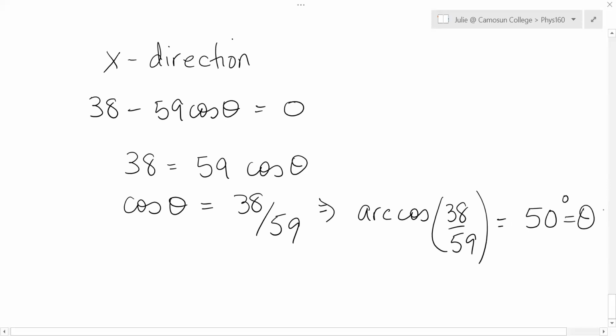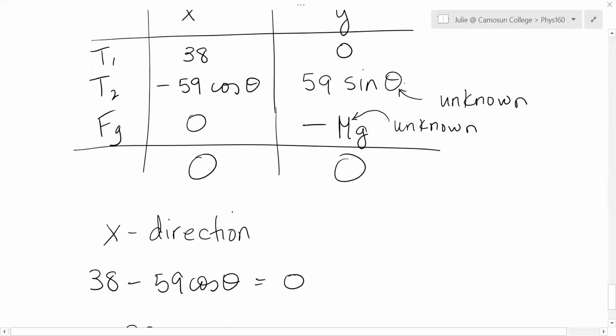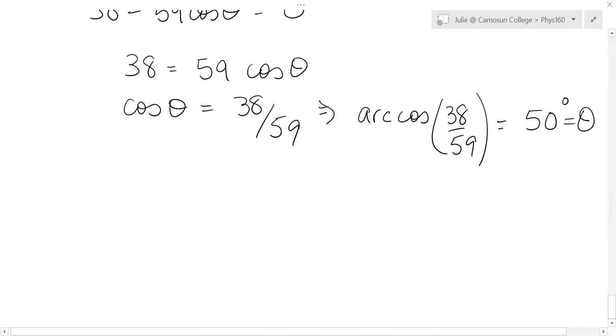Okay. Now, if we wanted the mass, we could go back and put that theta in here, do the y direction and calculate the mass, but that's not the question this time. Okay, let's carry on. Number 7.